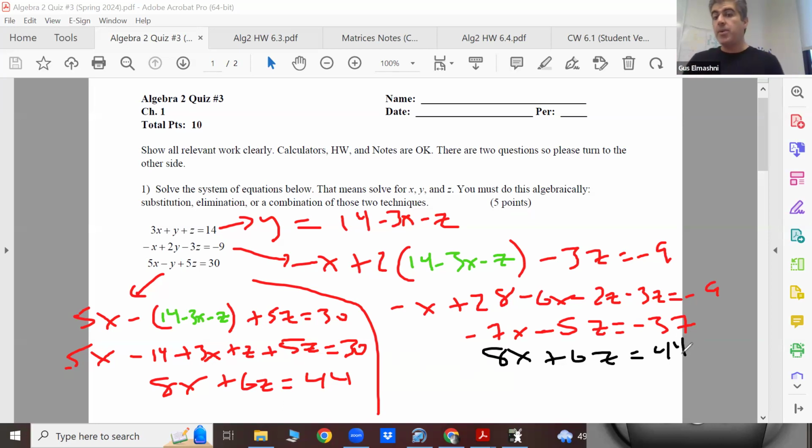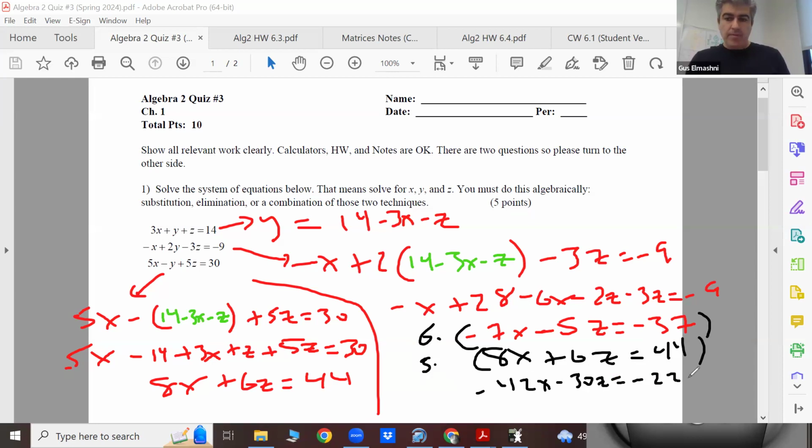Okay, now at this point, what do you want to do next? Elimination is probably your best bet. Yeah, you could substitute again, but then you have fractions. I'd avoid that if you could. Maybe multiply by 6 and multiply by 5. That way you can get rid of the z's, right? If you do that correctly, you get negative 42x, negative 30z, negative 222, 40x plus 30z equals 220.